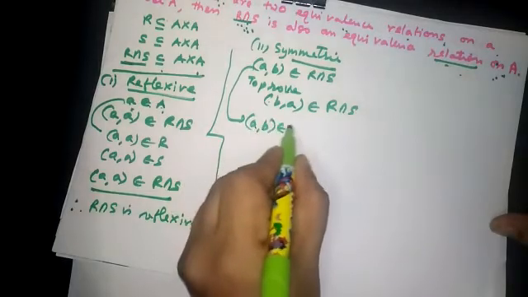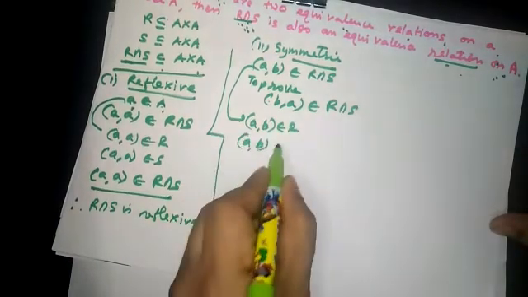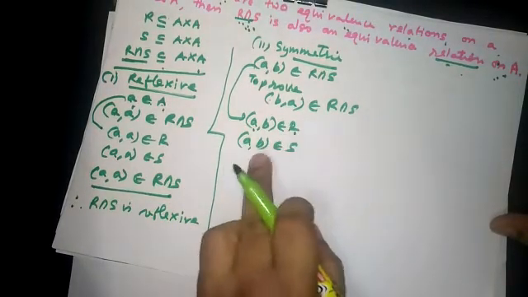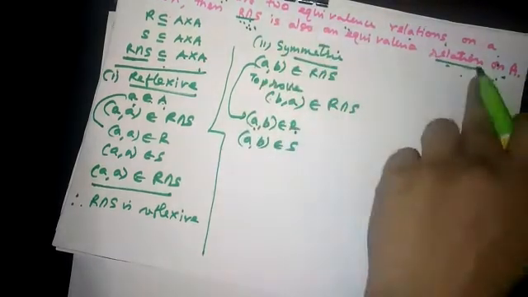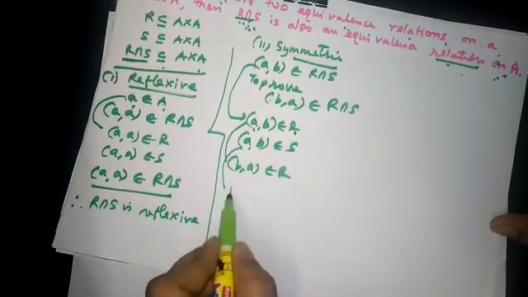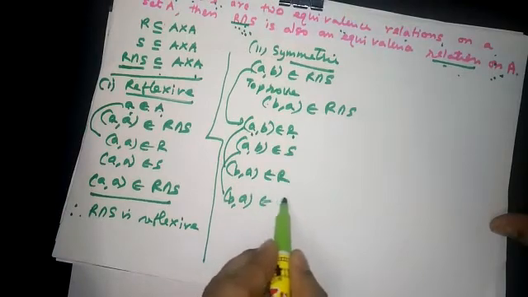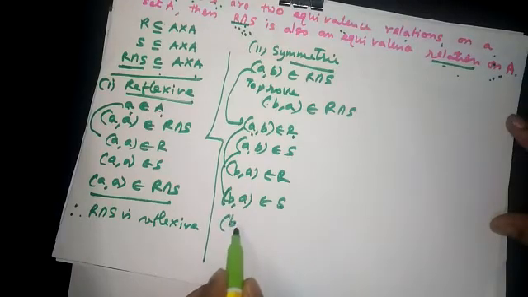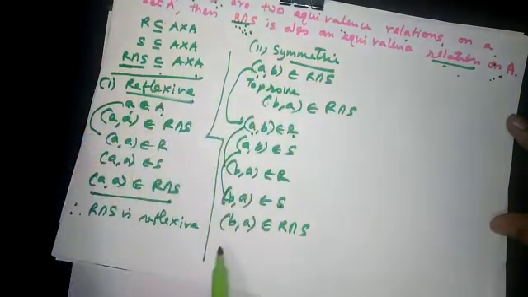Right? (a, b) belongs to R intersection S, meaning (a, b) belongs to R and (a, b) belongs to S. (a, b) belongs to R, and R is symmetric. (a, b) belongs to S, and S is also symmetric because R and S are equivalence relations. So I can write (b, a) belongs to R, and (b, a) belongs to S, meaning (b, a) belongs to R intersection S. So I started with (a, b) belongs to R intersection S, and I have proved that (b, a) belongs to R intersection S. Therefore, R intersection S is symmetric.